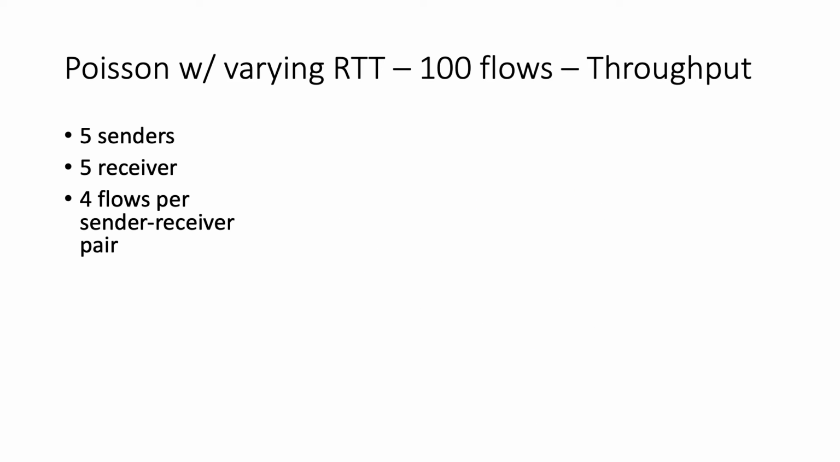The last experiment we'll look at today uses the Poisson distribution traffic model, and what's different is that it will use varying RTTs. Again, as before, we have 5 senders on one side of the dumbbell, and 5 receivers on the other side. There are 4 flows per sender-receiver pair, giving us a total of 100 flows. Now, how do we achieve the varying RTTs?